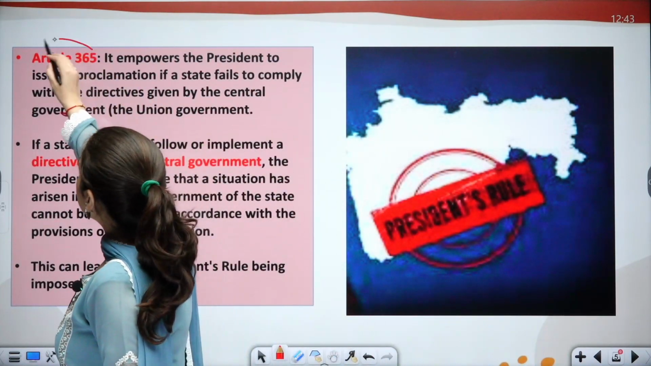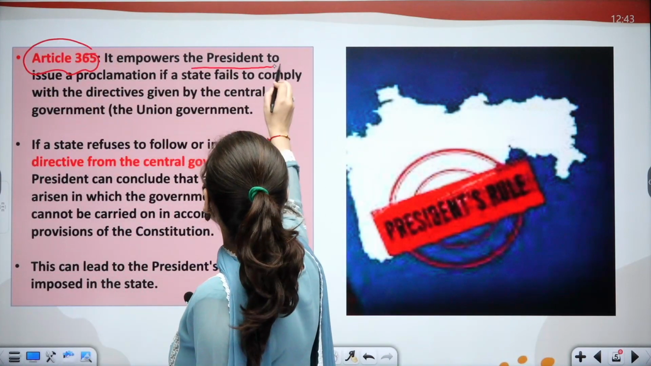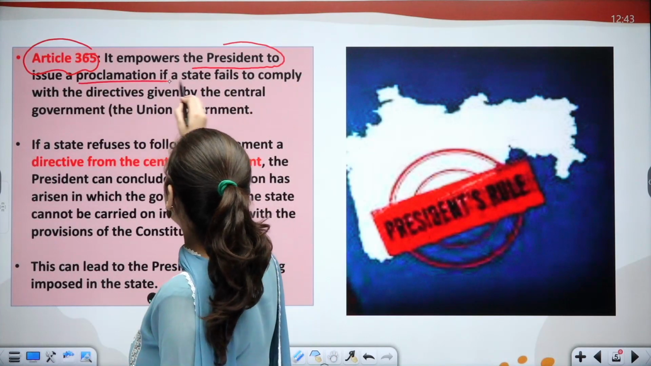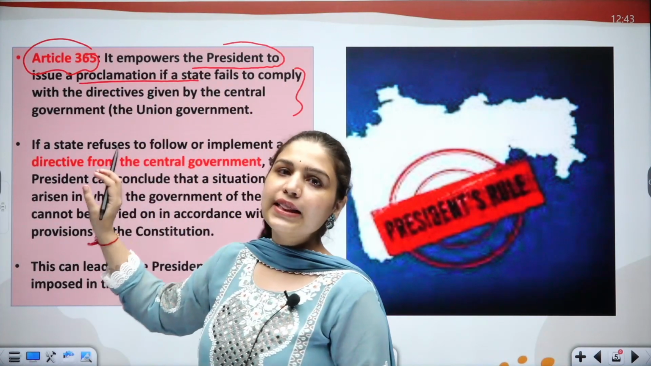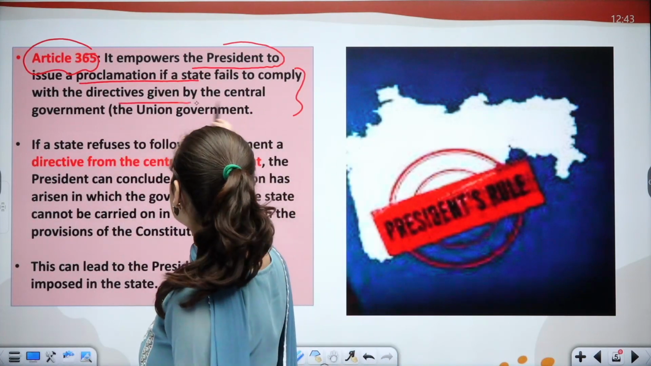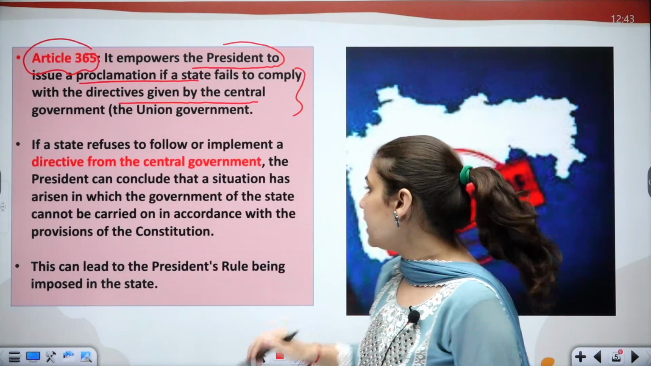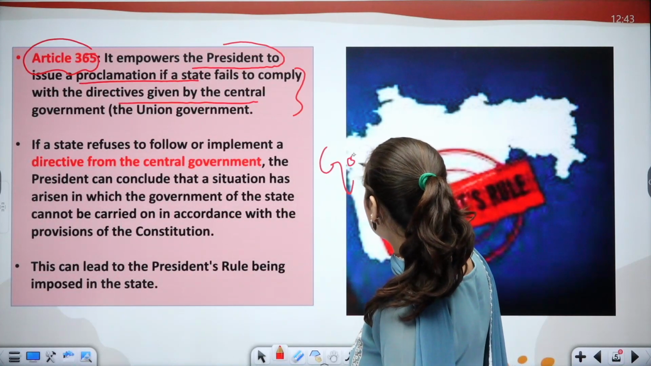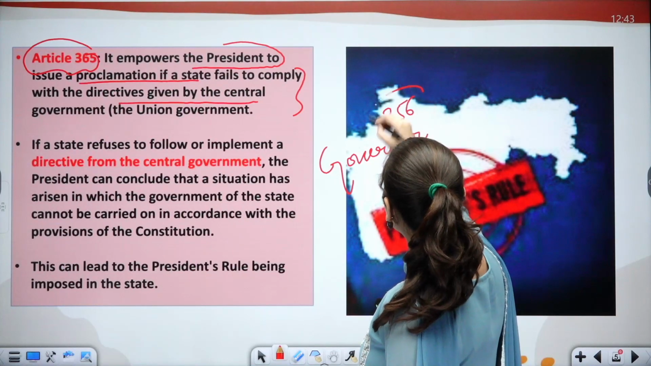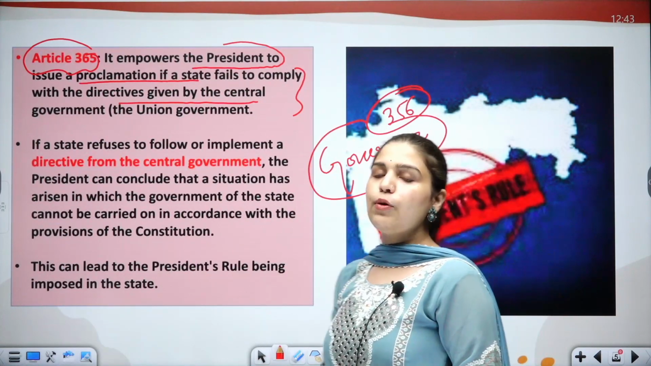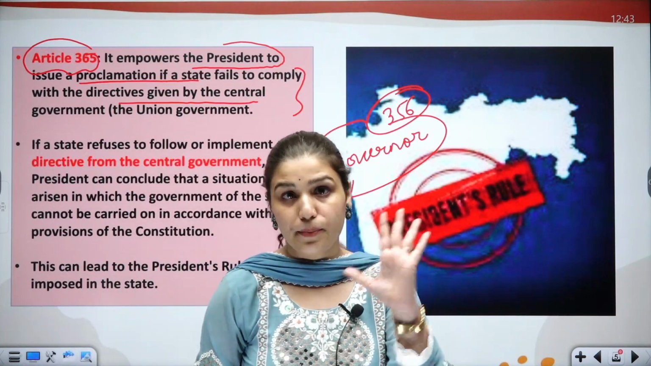Now this is Article 365. It empowers the President to issue a proclamation if a state fails to comply with the directives given by the central government. When we talked about 356, it was about the governor. Article 356 says that if the governor of the state thinks that the state government is not following the provisions of the Constitution, he may submit a report.